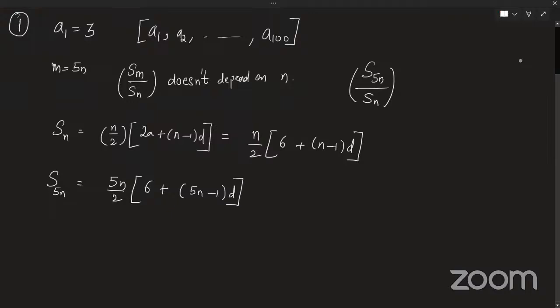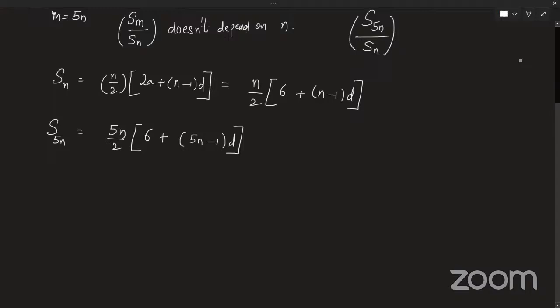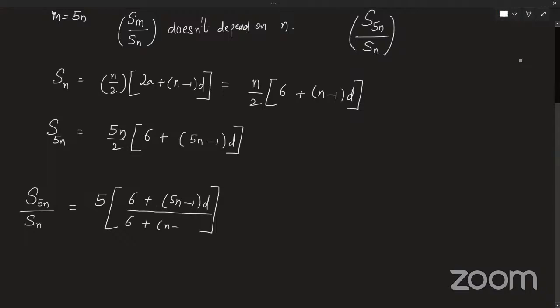So S5n by Sn. Can you divide these two things for me? So it is 5 times 6 plus 5n minus 1 into d, divided by 6 plus n minus 1 into d. Everyone clear with this? Everyone has come till here? You are just dividing these two things, right?